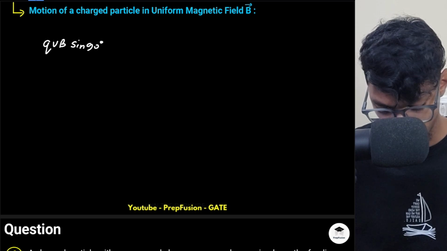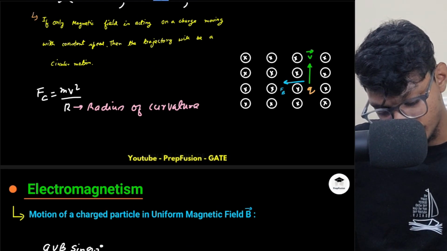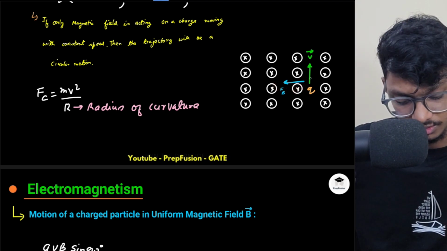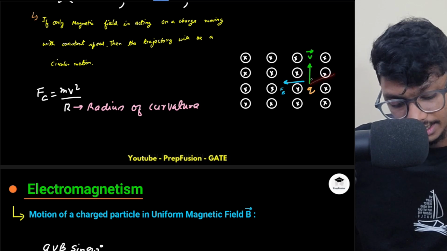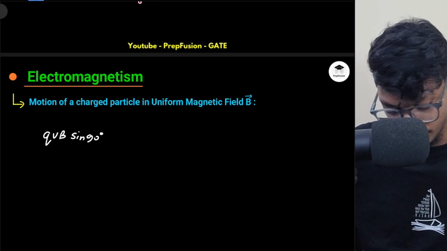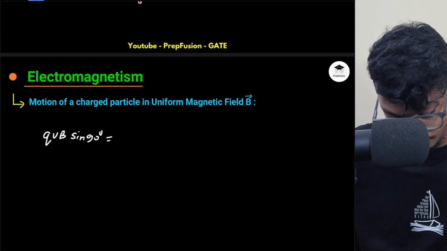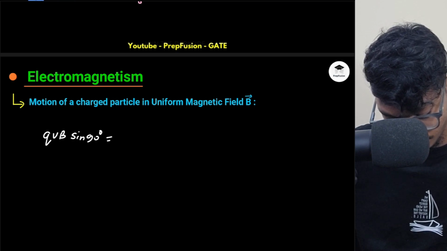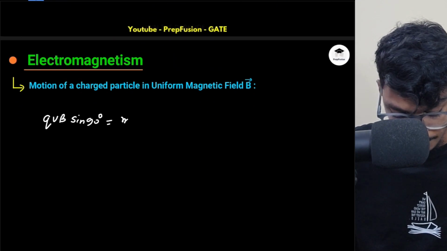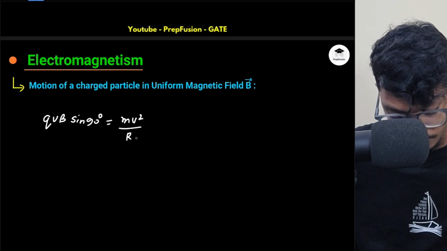Sine theta is 90 because it will always be perpendicular. It will always be in the perpendicular direction. But in our case, why will it always be in the perpendicular direction? Because velocity and the magnetic field will always act perpendicular, right? The angle between the velocity and the magnetic field will always be 90 degrees. That is the reason. So qvB sine 90 will equal my circular motion force, that is m, the mass of the charged particle, into velocity of the charged particle squared divided by the radius of curvature r.